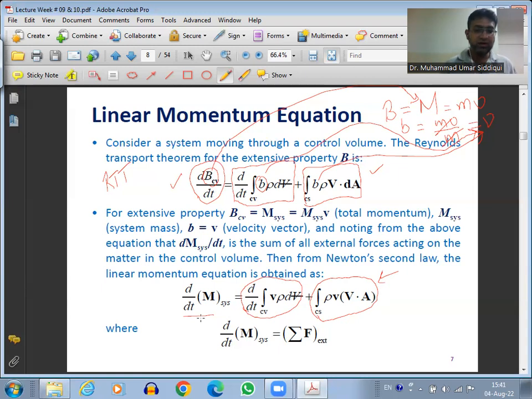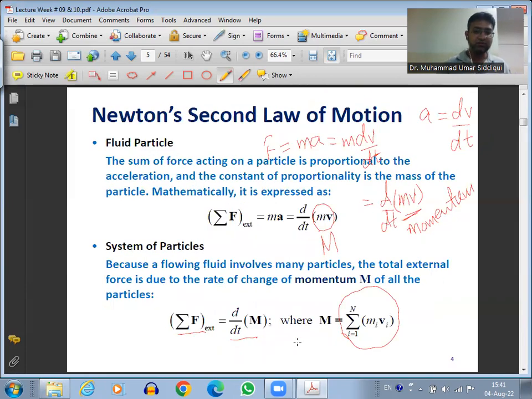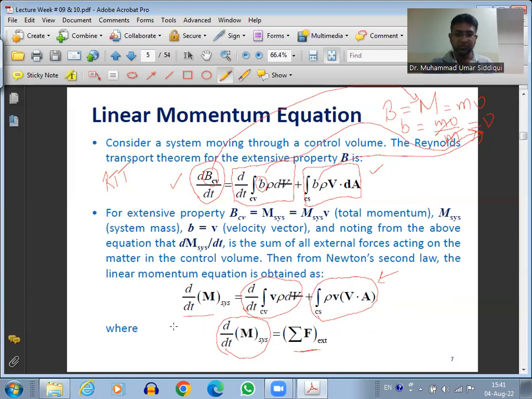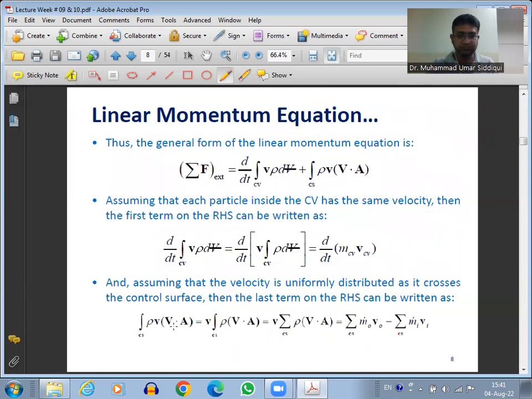Okay. Now, the rate of change of momentum itself is equal to, or depends upon, whatever external force is acting. We just discussed this in the earlier slide, that the rate of change of momentum is equal to the summation of the external forces. So we are going to substitute it here. So our equation becomes this: summation F is equal to d by dt integral v rho dV.